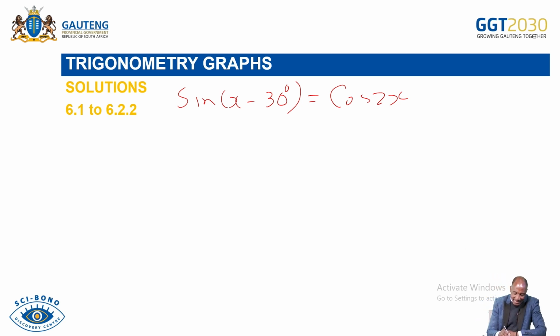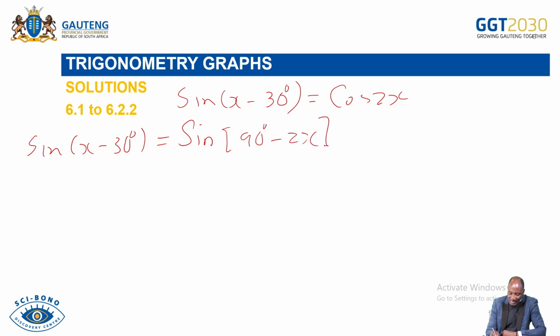So if we say sine of (x minus 30 degrees) is equal to sine, the moment I say sine, on the other side, I must now introduce 90 degrees minus 2x. You subtract 2x from 90, then it becomes a co-function. So we have converted cos 2x to its co-function, which is 90 minus 2x. Now that the functions are the same, sine and sine on both sides, we are going to equate the angles because we are told these two functions are equal.